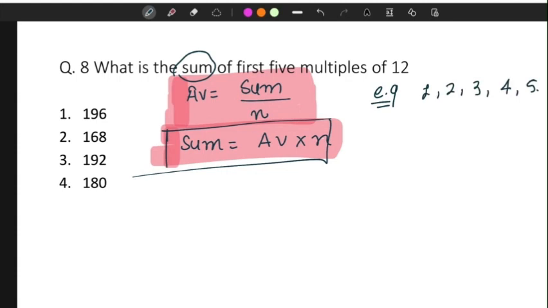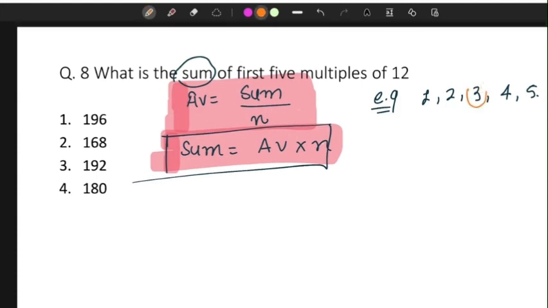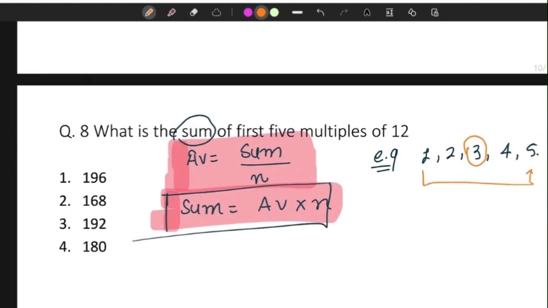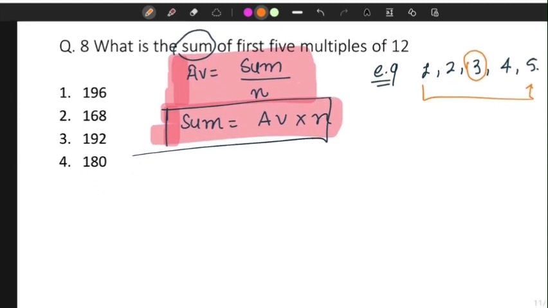And we know that whenever we are taking such values, the middle number is always the average of all the numbers. The middle number is the average of all the given numbers. So for this particular given set, 3 is the middle number. So 3 is the average of all these 5 numbers. Am I right? Right.